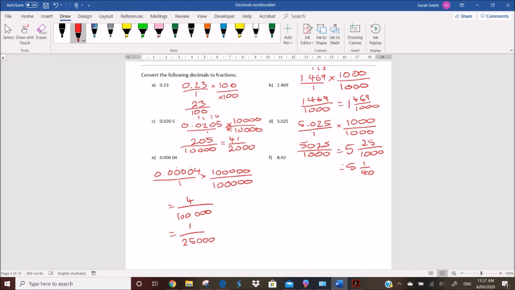And last but not least, we have 9.92 over 1 times 100 over 100, because you've just got those 2 decimal places there, so 1, 2. That will equal 992 over 100. That will simplify down, because 4 goes into 92 and 100. So when we put that in, we'll get 23 on the top and 25 on the bottom.